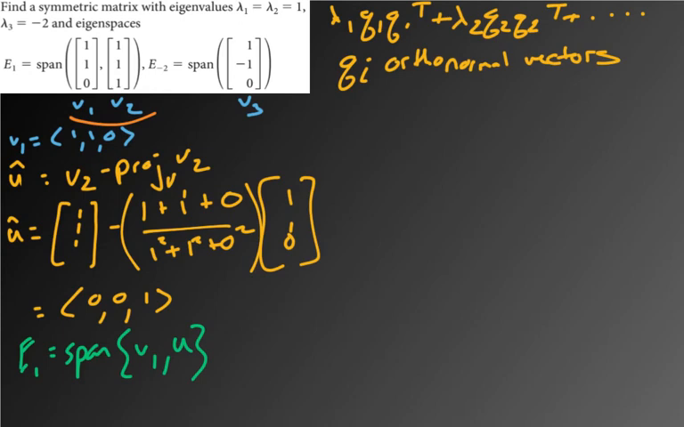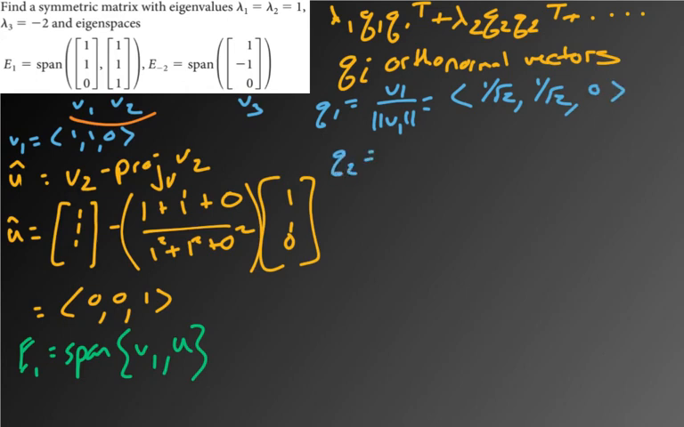And so Q1, let's say, is just equal to V1 over the magnitude of V1. And so that's going to be 1 over root 2, 1 over root 2, 0. And then Q3 is V3 over the magnitude of V3. So that's going to be the same thing, but with a negative, right? So we get 1 over root 2, negative 1 over root 2, and then 0. And so now we have it.